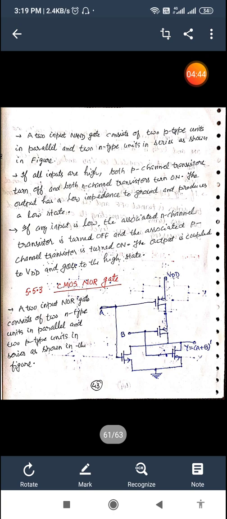When inputs are low, both P channel units are on and both N channel units are off. The output is coupled to VDD and goes to the high state. If any input is high, the associated P channel transistor is turned off and the associated N channel transistor turns on, connecting the output to ground and causing a low level output. So, this verifies the operation of CMOS as a NOR gate.